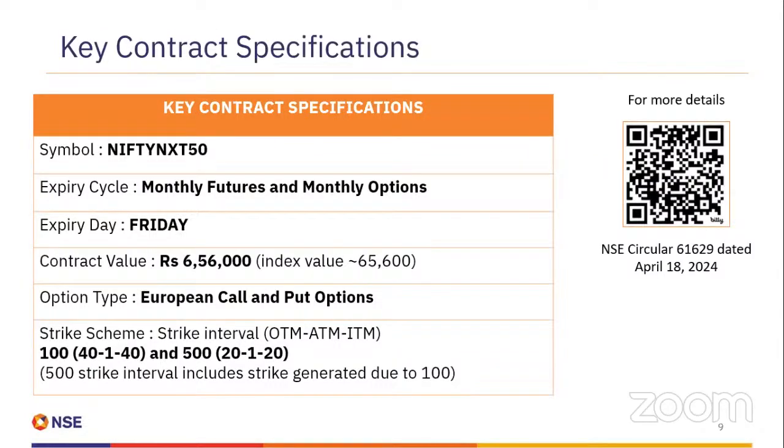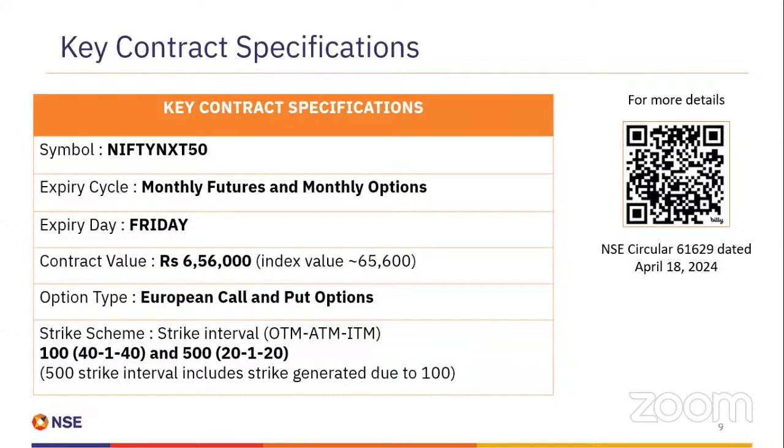These are some of the key contract specifications. There is a QR code on the right hand side. In case anyone wants to see the detailed contract specs, you can just scan that QR code and it will take you to an NSE circular. The circular was issued just before the launch. When we launch, we begin with the monthly futures and the monthly option contracts. The expiry day here is Friday, the last Friday of the month.